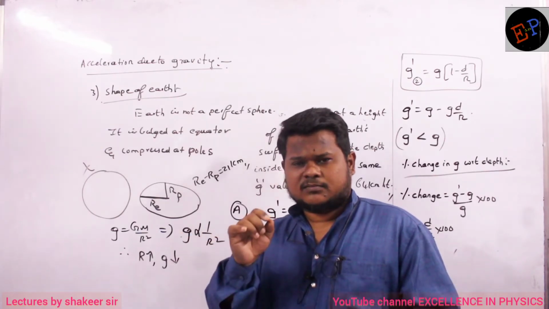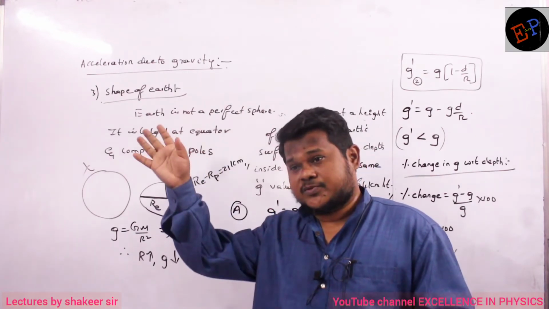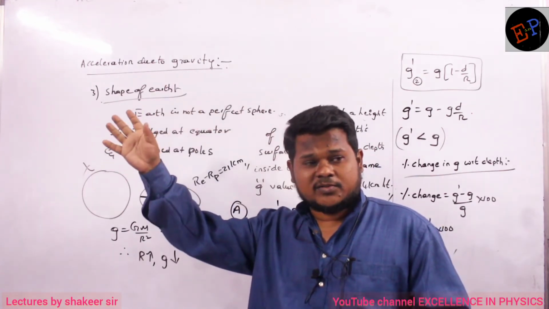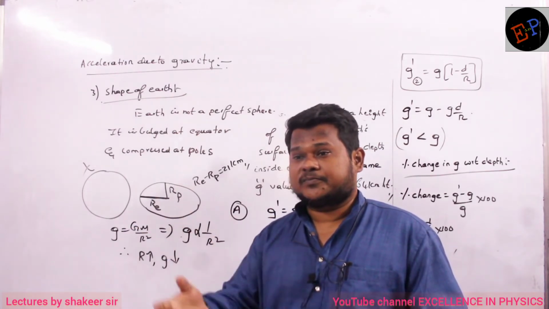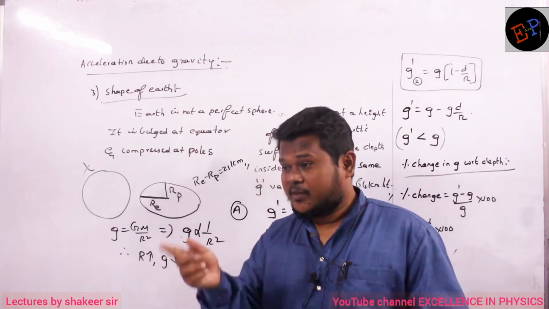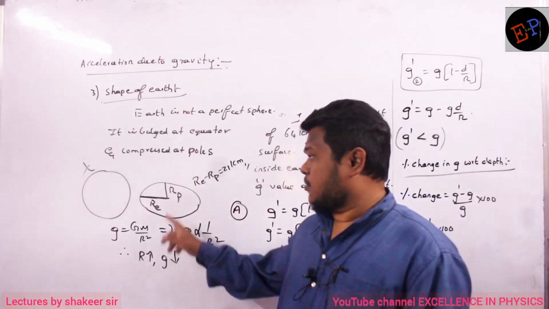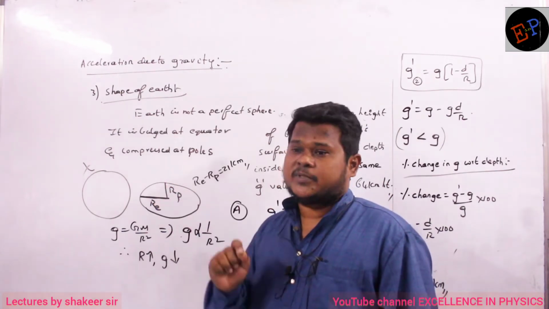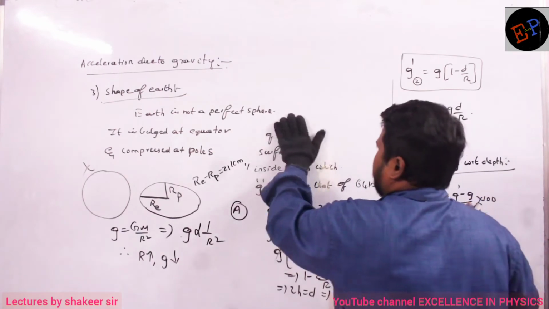Our weight is slightly less. If you go to the poles, either the north pole or the south pole, it appears your weight has increased. Mass remains the same, but it appears as if your weight has increased, because at the poles g value is maximum. Okay, that's it.